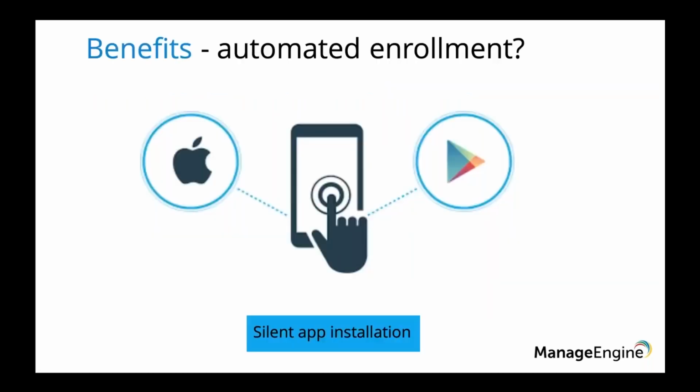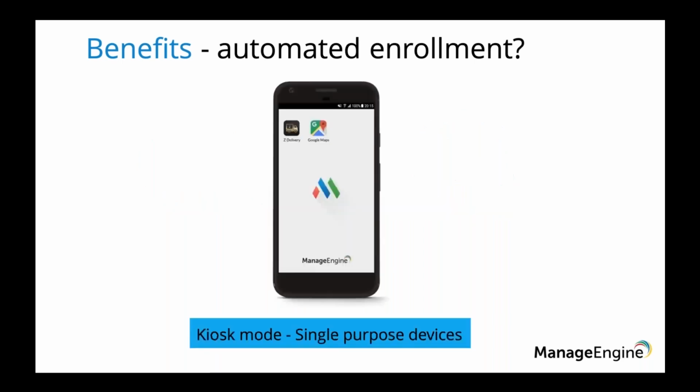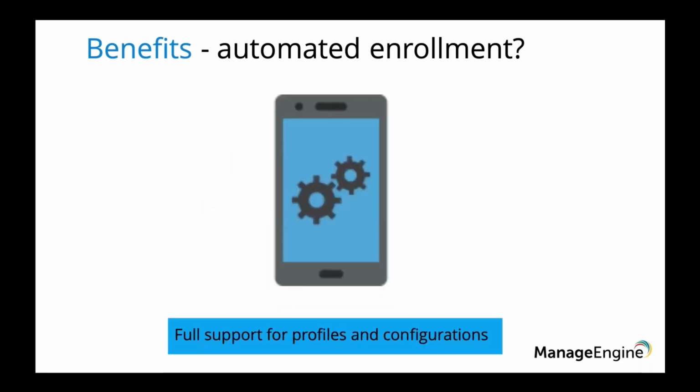So before that, what are the benefits of an automated enrollment? You can silently install applications on the devices because they are going to be completely controlled by the corporate itself. You can lock them down in kiosk mode, because single purpose devices right now are on the growth, and you can lock down an entire device to run just a few applications alone. And lastly, you have full support of all the profiles and configurations that are available. Since these are corporate devices, otherwise called supervised devices, you can have complete control over them, so all the profiles and configurations can be applied on the devices itself.